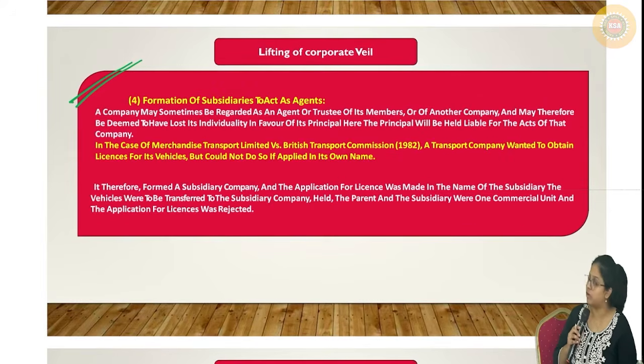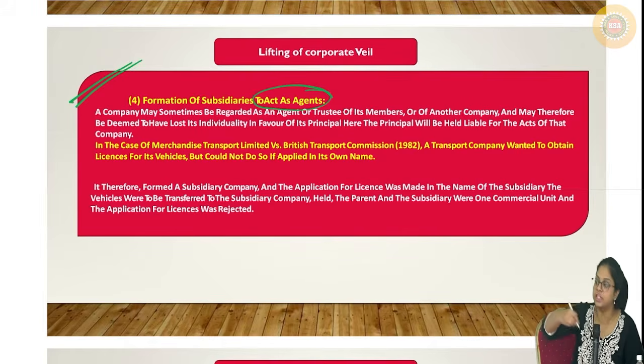The fourth point on corporate veil says that this is an exception to corporate veil. That means if you have formed a subsidiary just to act as your agent, we will lift the corporate veil and say the subsidiary and the members are the same people. What happened in this particular case law? The name of the case law is Merchandise Transport Limited versus British Transport Commission.